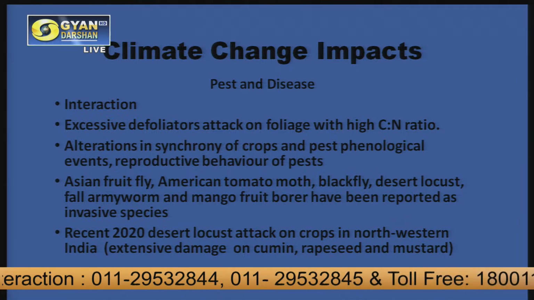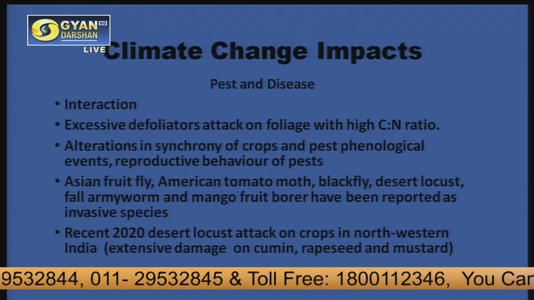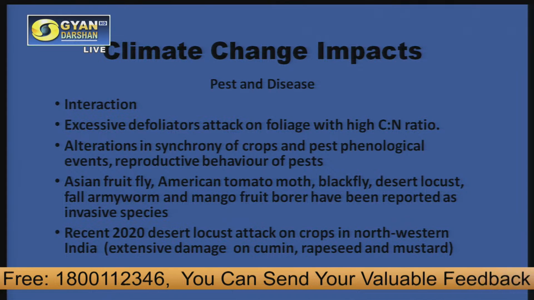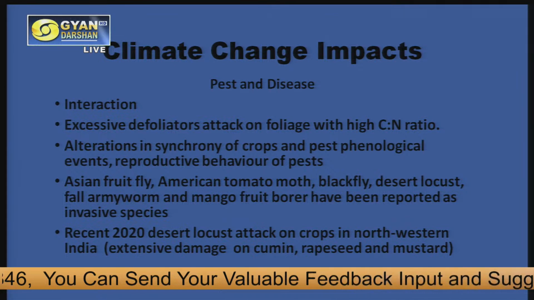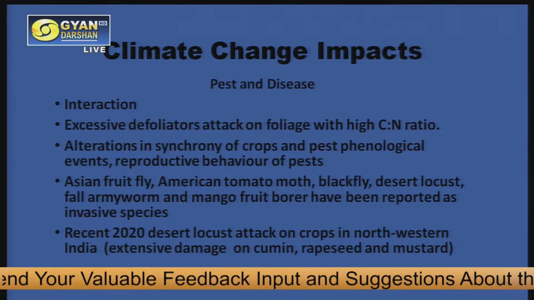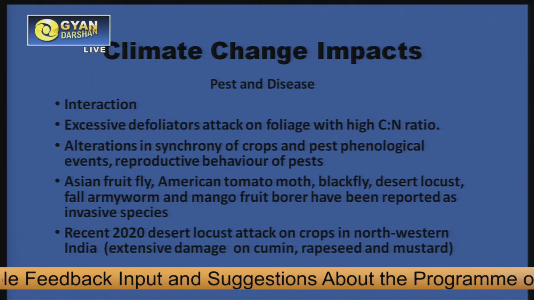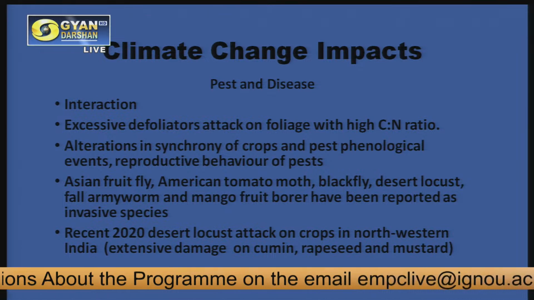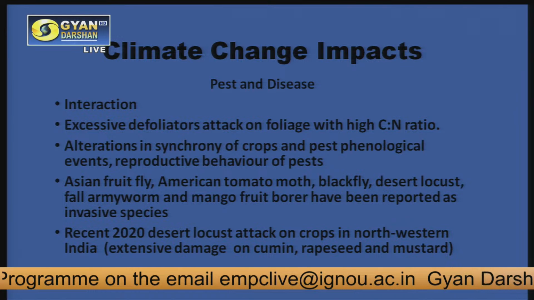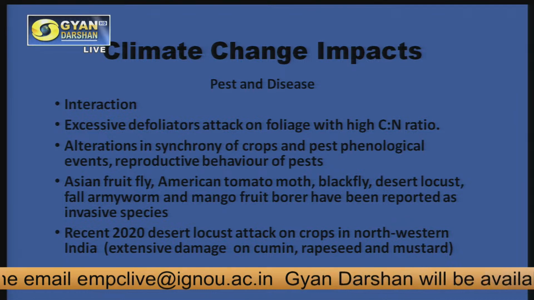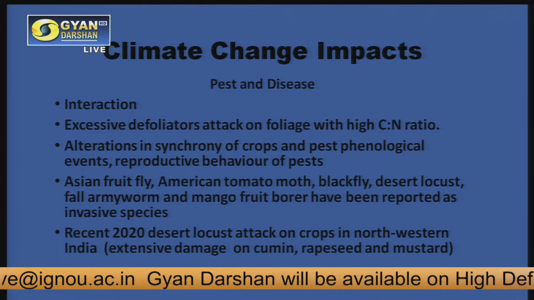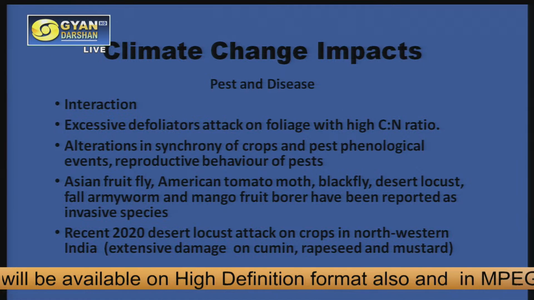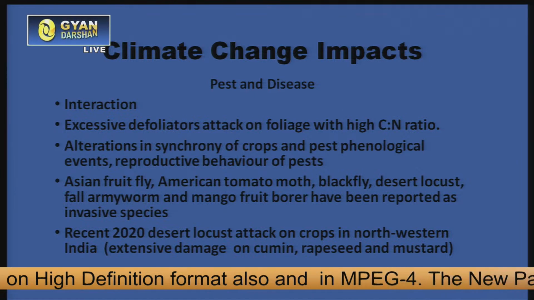In the recent past, if you see most of the crop pests like the American tomato moth or black fly, even the locust, it's very significant. They have become more of invasive species. So look at the impact. Because of the changing climatic conditions, these pests have become invasive in nature, so their impact will be much higher. That has been observed in the recent locust attack in the northwestern part of India, Rajasthan. In 2020, there was a locust attack. It is the most devastating locust attack, and because of that, crops like rapeseed and mustard have been severely affected.